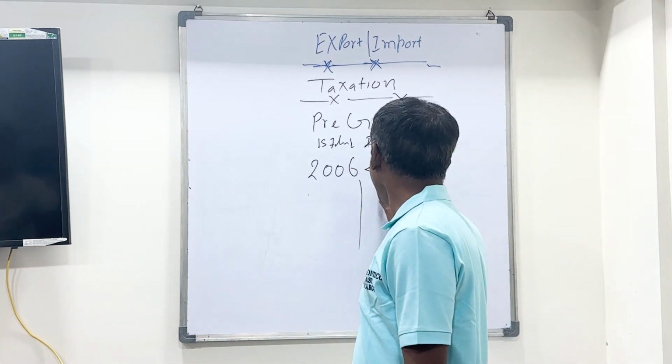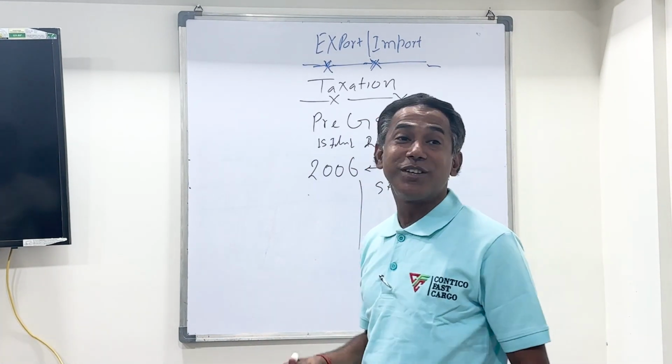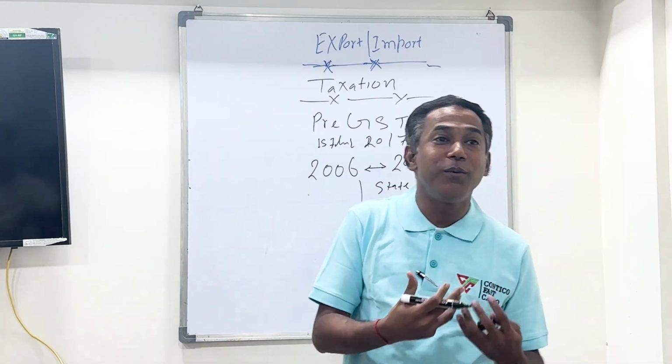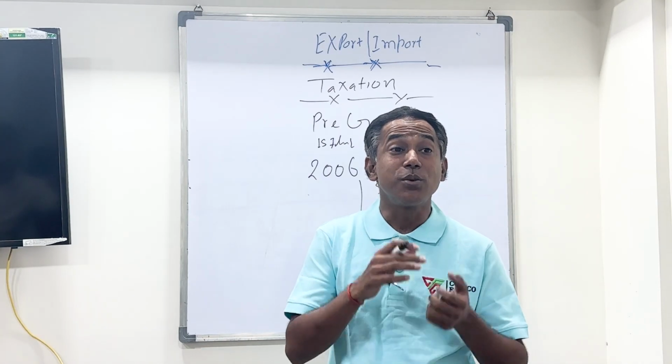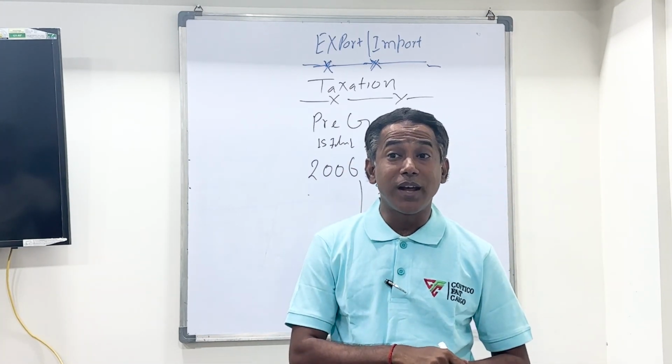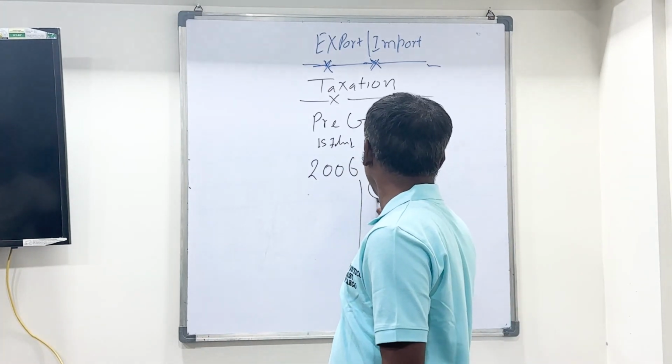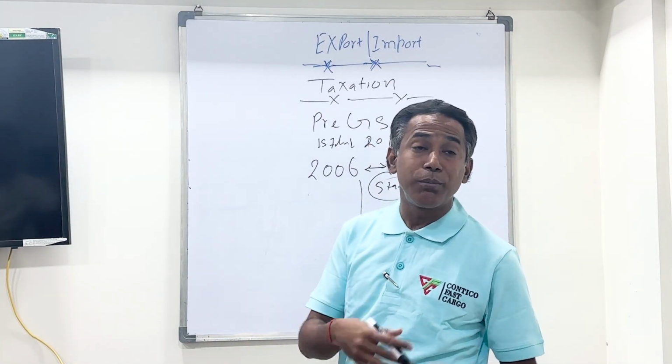So in this bargain, the states were feeling that if GST comes, we will not get so much tax and we will not have so much money, so we will not be able to utilize it. So the states had their own reservations, and the states were not able to agree.